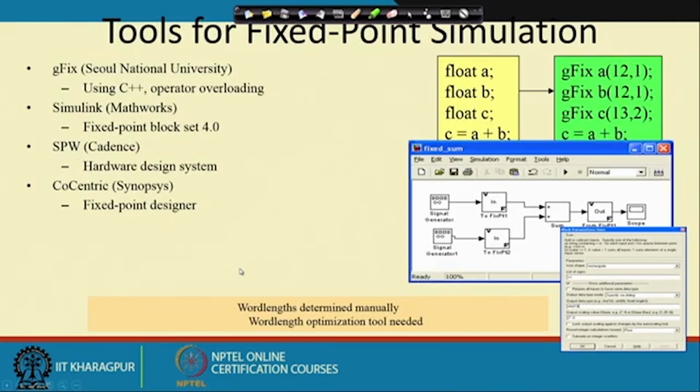So what I said is that to manually convert floating point to fixed point, calculate the corresponding quantization noise, then calculate the optimum word length to avoid the overflow, or calculate the data range, we need tools. There are several tools available in the market, like GFix, then Simulink from MathWorks, then Signal Processing Workshop from Cadence, and then Cocentric from Synopsys. In these platforms you can do the floating point to fixed point conversion in an automated way.